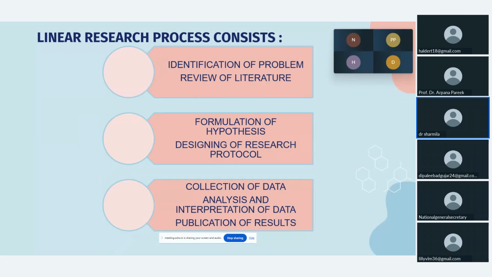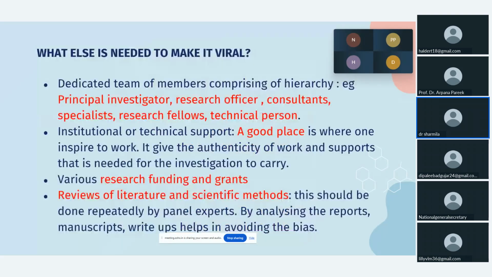Now these are listed; you can see here the format or the protocol that you need to follow while formulating any research. What else is needed to make it viral? Obviously it is not single handed. I alone cannot do it. I need a group, a good team member. And that team includes the principal investigator, research officer, the consultant, the specialist, technical persons who are using microscopes to see the molecular changes, or a biochemistry lab person who has the knowledge about the chemistry. So we need certain team members.